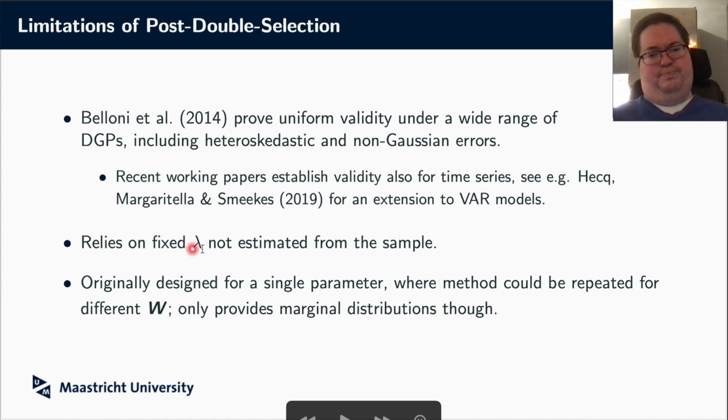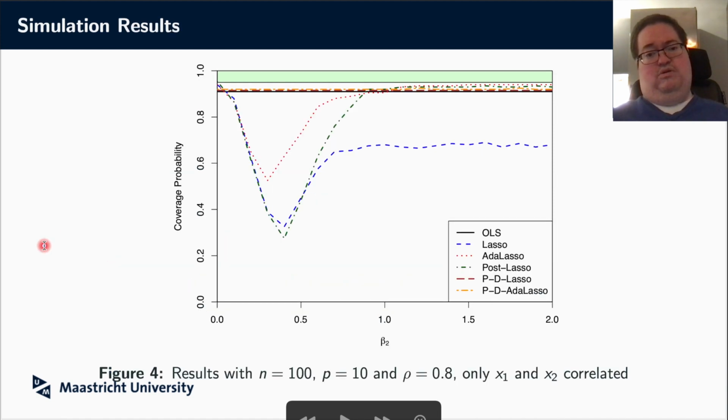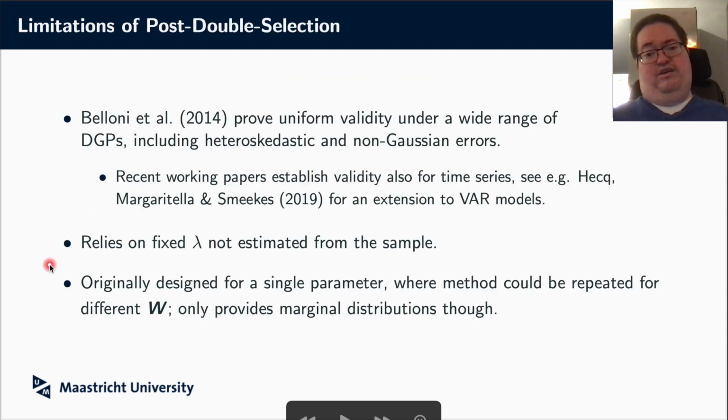Another thing to think about, and we don't really know how to think about that yet, is that the theory relies on lambda not being estimated from the sample. The theory works for a fixed lambda. But actually, we also estimate lambda from the sample, so it's another model selection step. Apparently, if I go back to my graphs, it does not seem to hurt that much because it seems to work fine. But still, it's a limitation we should keep in mind, that there is another layer of model selection that we're not taking into account.